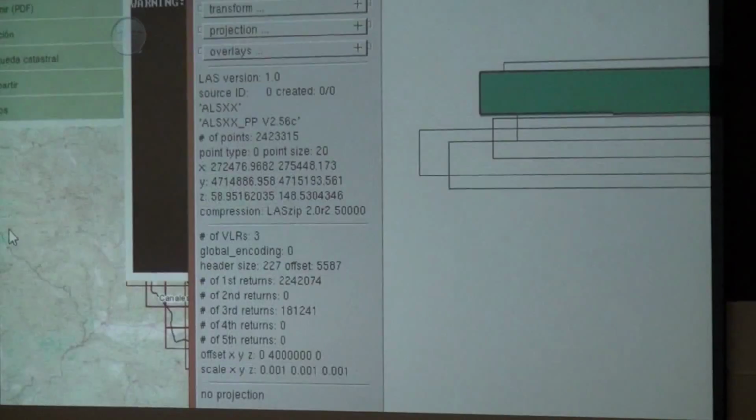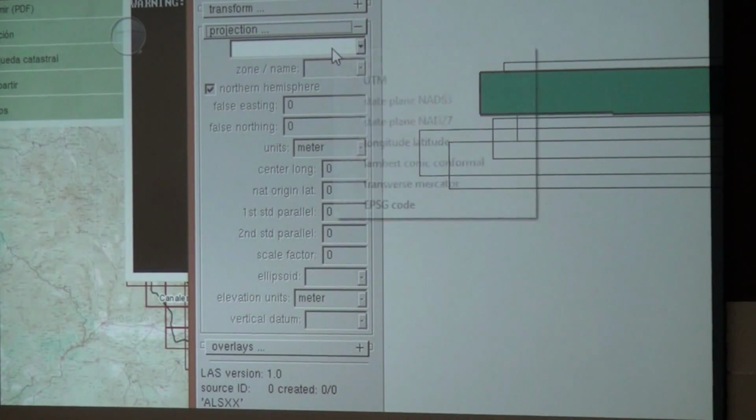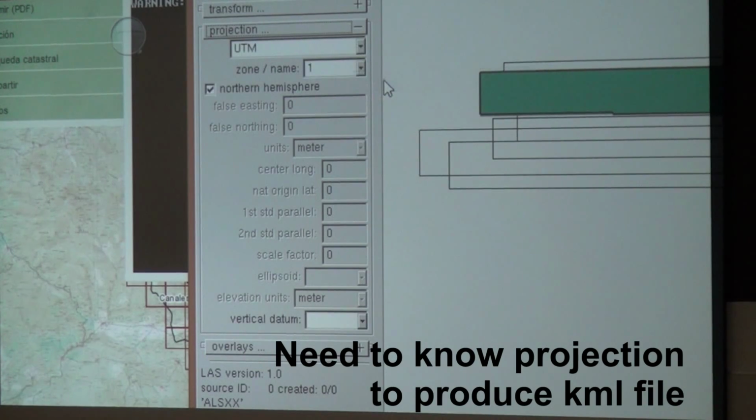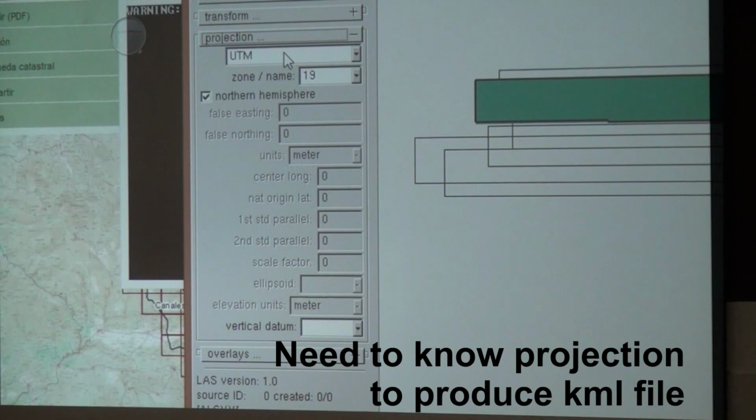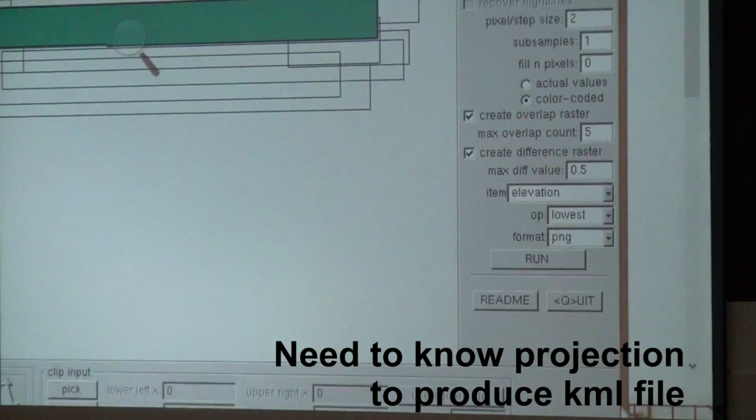Oh no, I don't say run, because I know the projection of these files, and I'm creating an image now. And if I know the projection, I can just add it. So it can produce a KML file. Only when it has projection information can it produce a KML file. So I can just add it here. I say it's UTM zone 19, and I hope I remember that correctly.